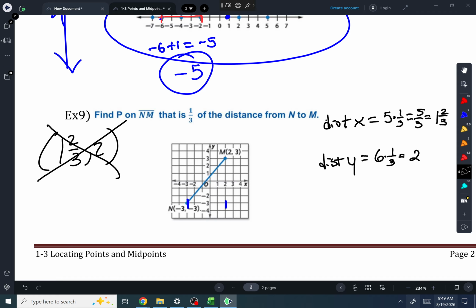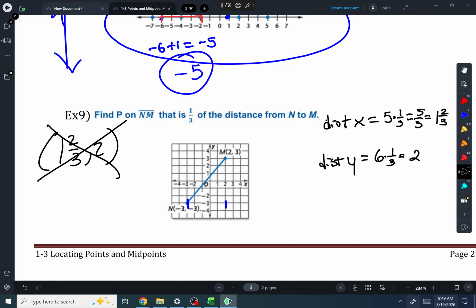No. What is that telling me? How far to move from where to where? N towards M. You've got to read the question because sometimes they'll trick you and they'll say from N towards M, or from M towards N. You've got to look at it. Okay, so what am I doing? I'm moving from N towards M.